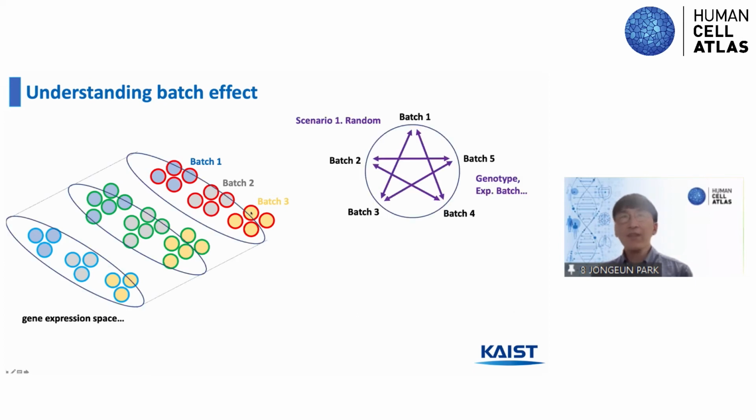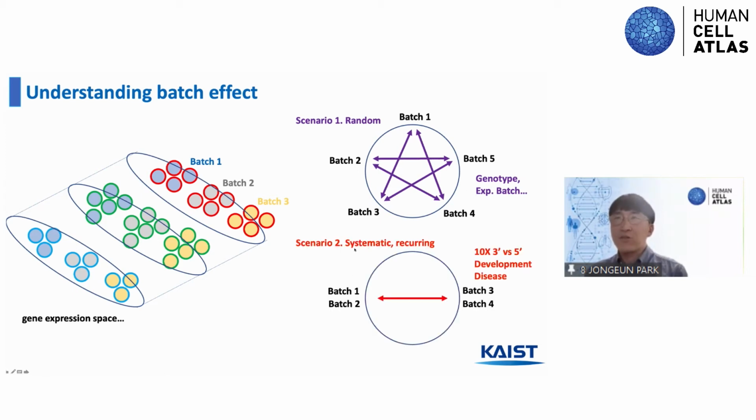Another thing we can think about with the batch effect is this. If you now think of this diagram as a cylinder, and you look at it from this direction, you just focus on the batch effect. And then you can think of two scenarios. The first scenario is a random batch effect, where the batches move in random directions. This happens when you have a batch effect from the genotype or experimental batches. But in the second scenario, you can have a systematic and recurring batch effect. For example, when you compare different technologies in single cell techniques, or in a situation like development and disease, you will have batches clustered and separated in a certain, predictable direction.